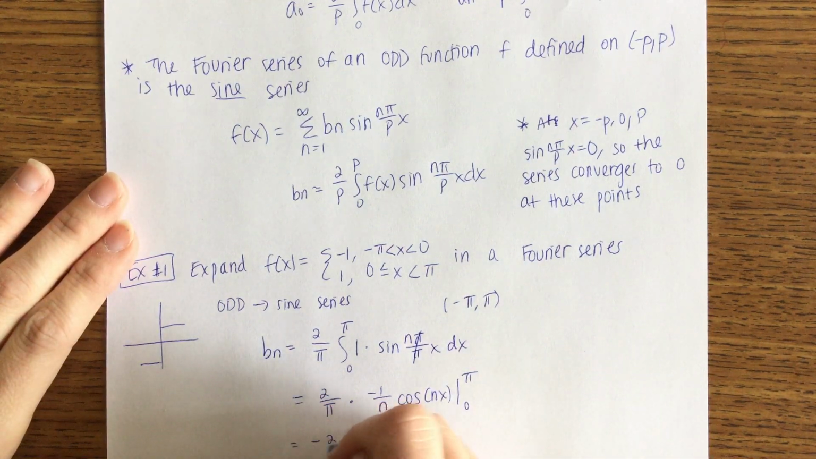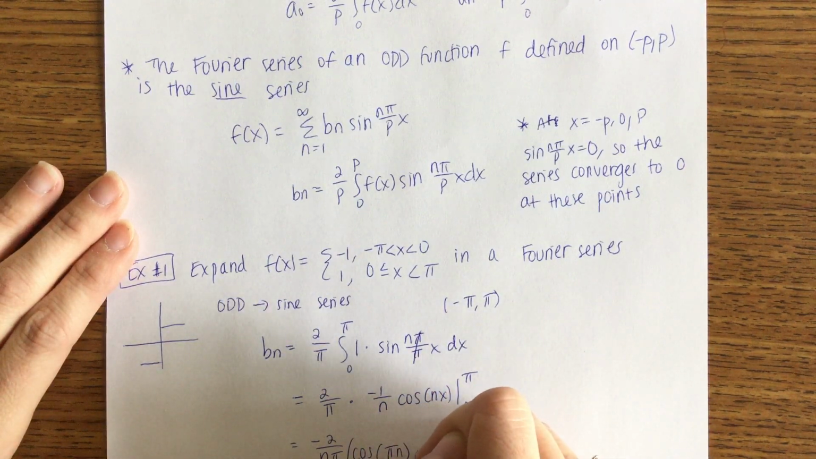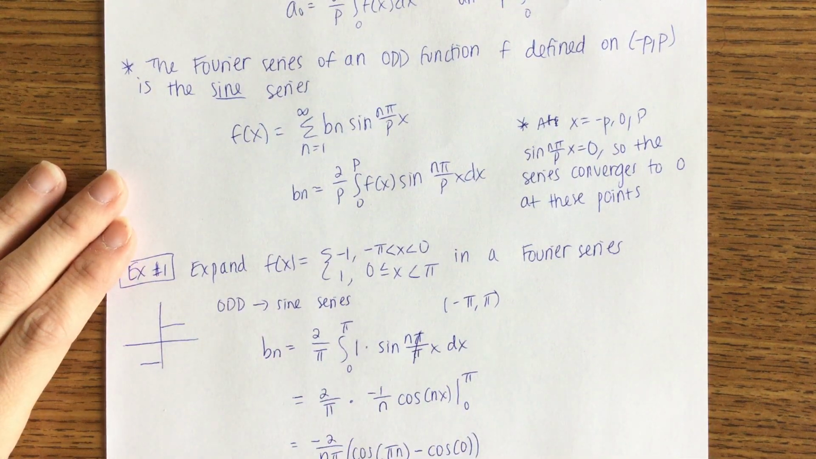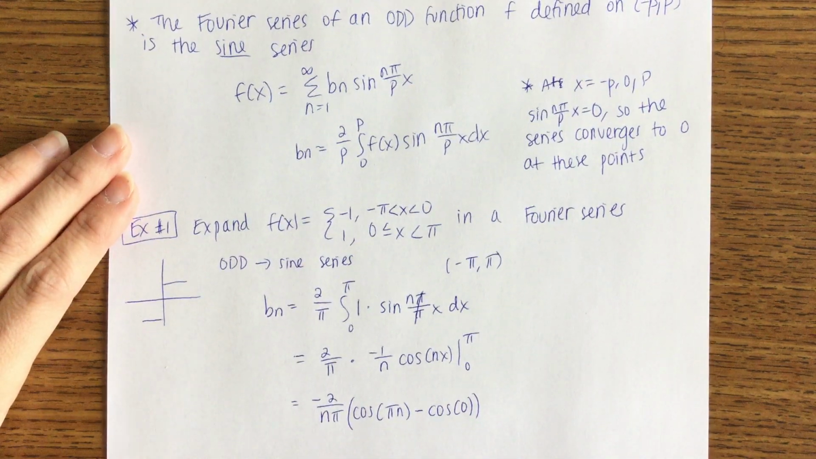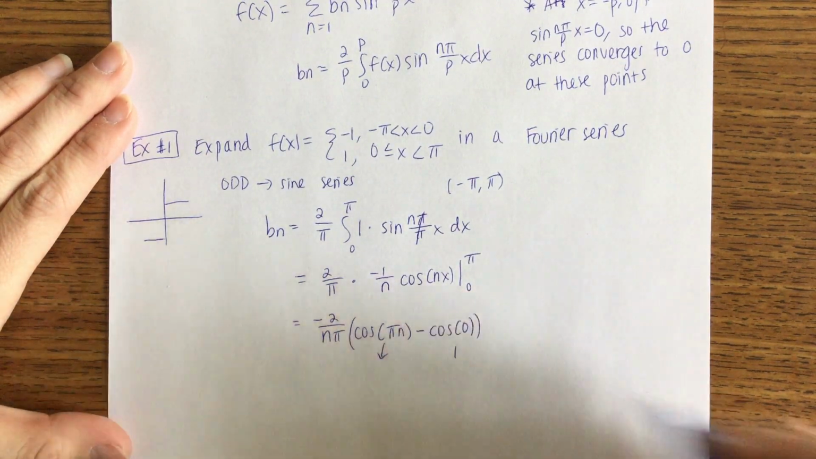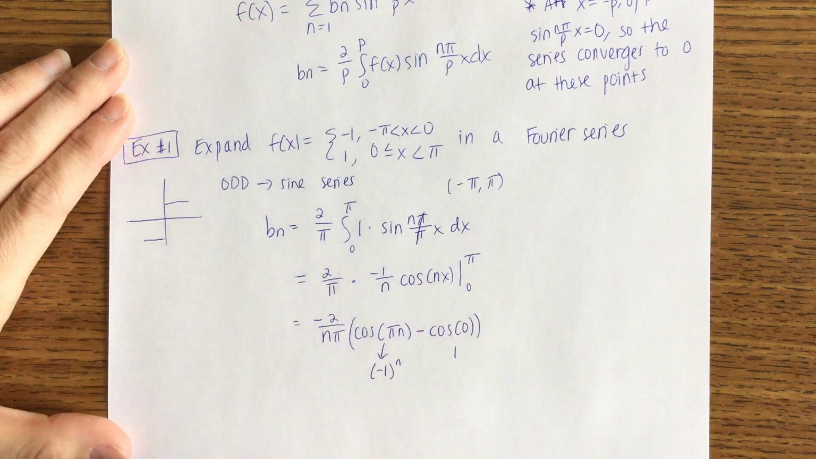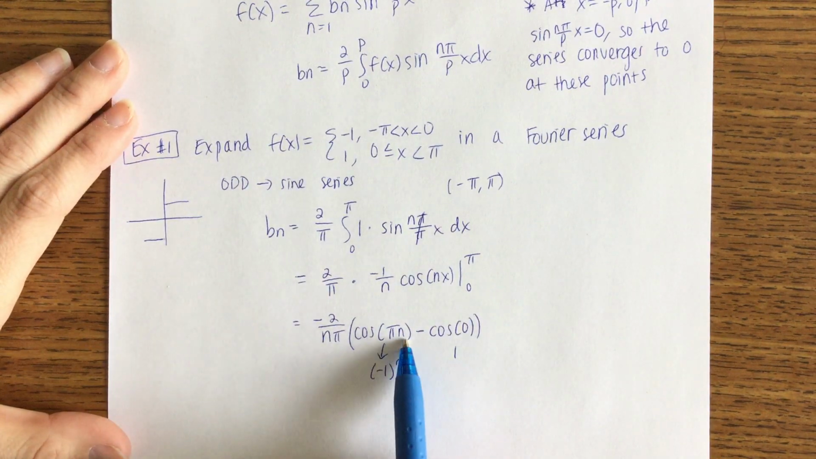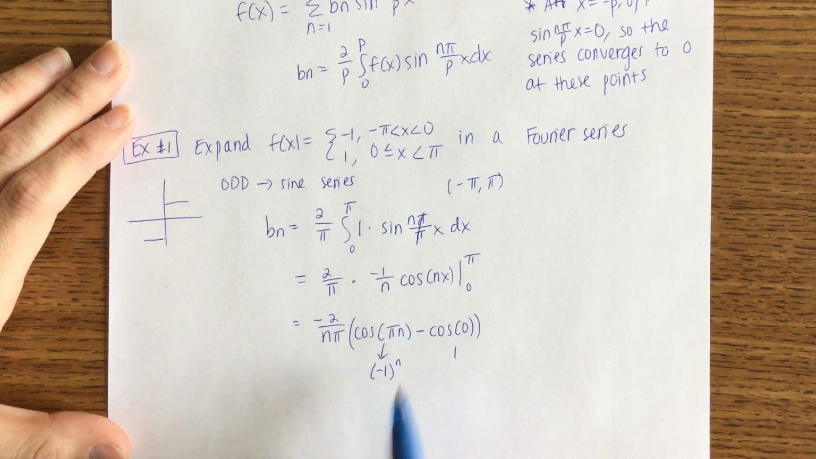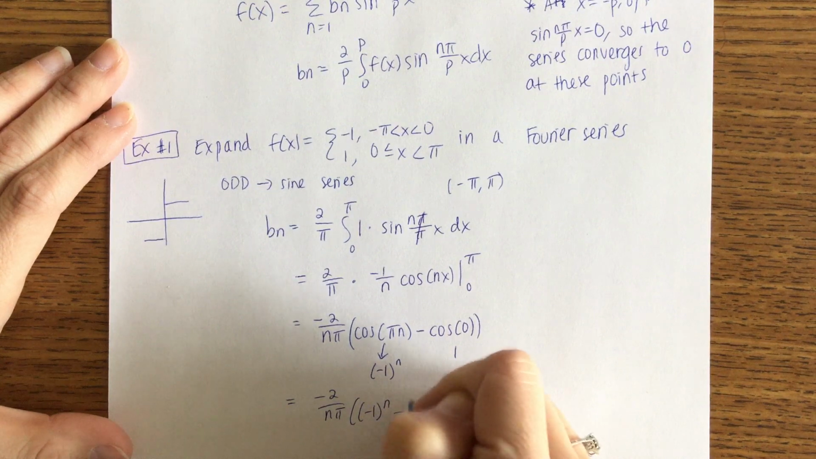So this ends up being negative 2 over n pi times cosine of pi n minus cosine of 0. Okay, I believe this came up on your homework last night, but we didn't necessarily talk about it in class. Cosine of 0 is 1. Cosine of n pi is either going to be 1 or negative 1. So a way that you can express this is negative 1 to the n. So if n is 1, it would give us cosine of pi, which would be negative 1. If n is 2, that would be cosine of 2 pi, which would give us positive 1. So this is going to be negative 2 over n pi times negative 1 to the n minus 1.